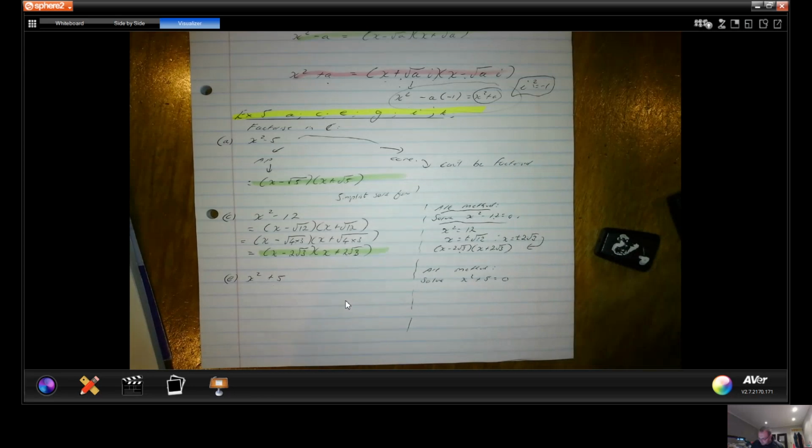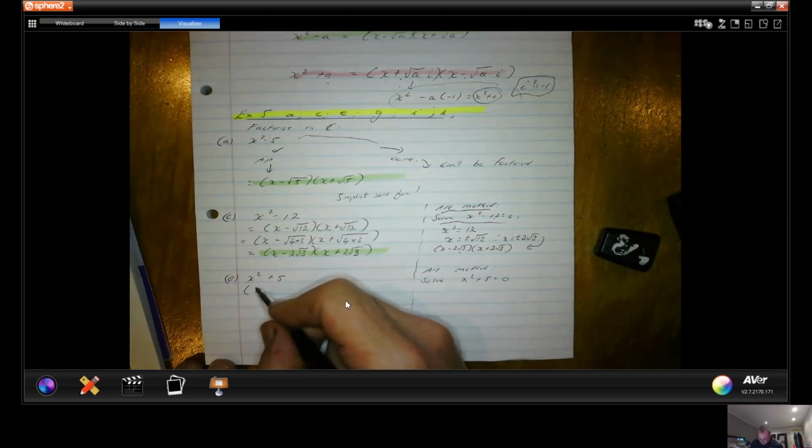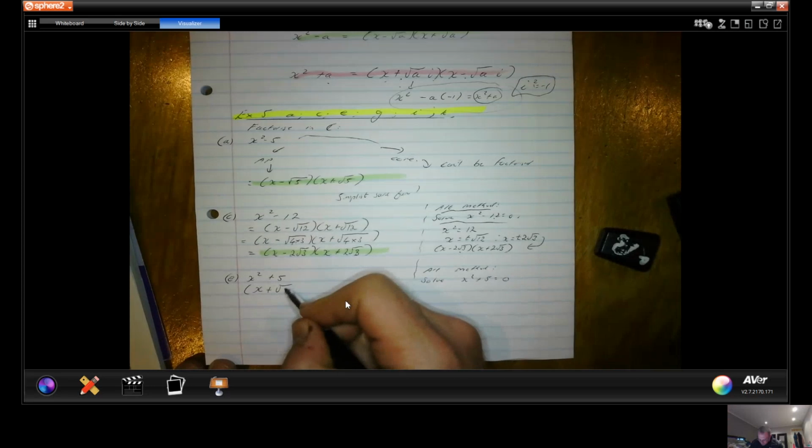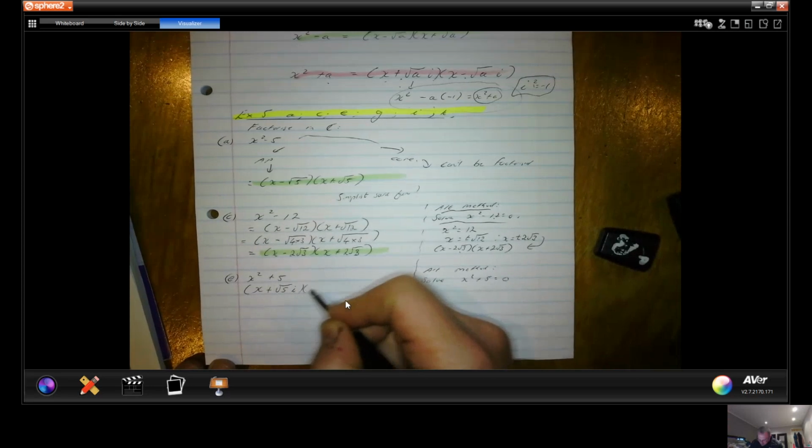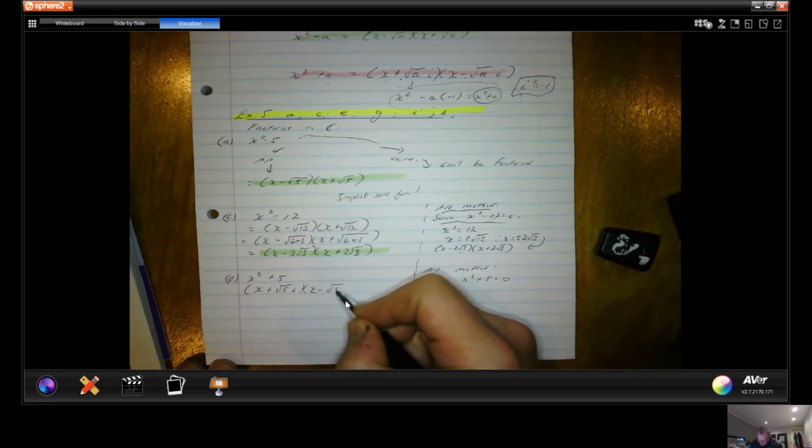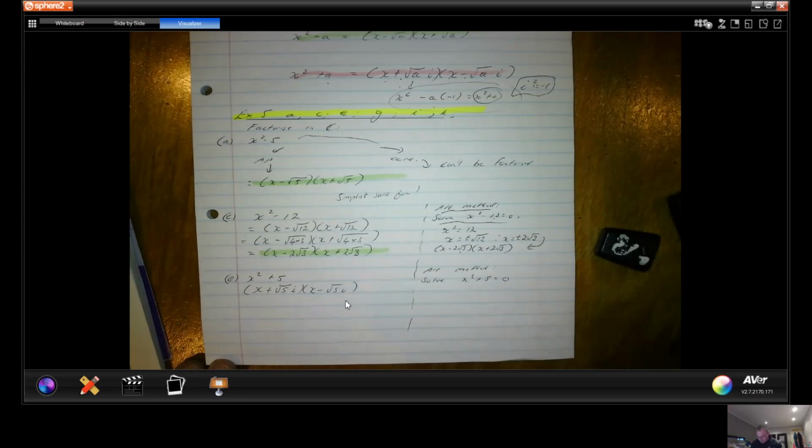Right. And then x squared plus 5. Well, if it's a plus, we're going to have an i involved and a difference of squares. So it's going to be x plus root 5 i, x minus root 5 i. Until you're confident, quickly go check it out.